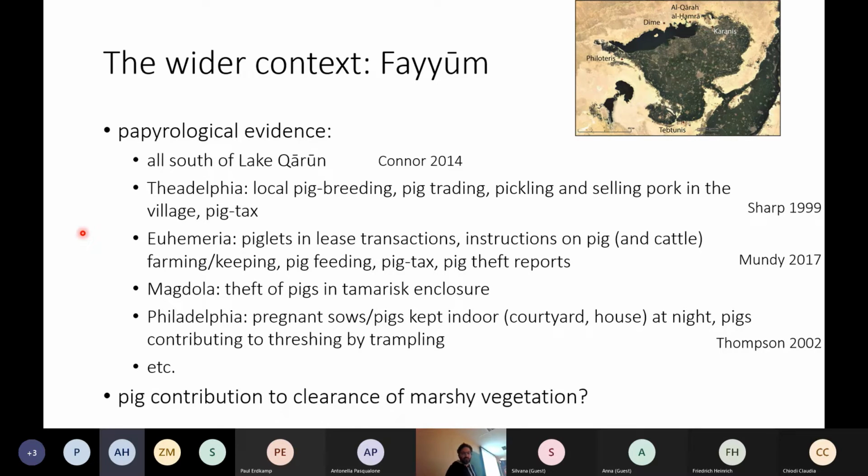There are instructions for pig keeping and pig feeding and so on. In Magdola, pigs at some point were stolen from a tamarisk enclosure. In Philadelphia, and probably elsewhere in the Fayyūm, pregnant sows were kept indoors and even within the house itself, because they would have been a precious good. We have also a reference of pigs contributing to threshing the wheat by trampling on the threshing floor. And some authors, although there is no written evidence to support this, suggest that pig could have contributed to the process of land reclaiming from the lake by uprooting and destroying the marshy vegetation, as they do when preparing it for cultivation, although this is a suggestion.